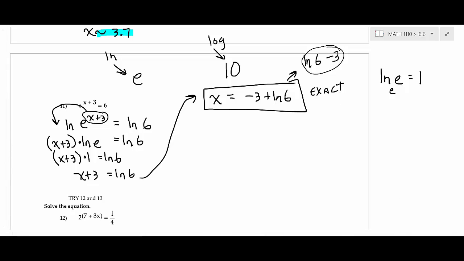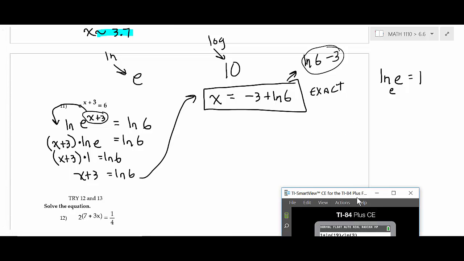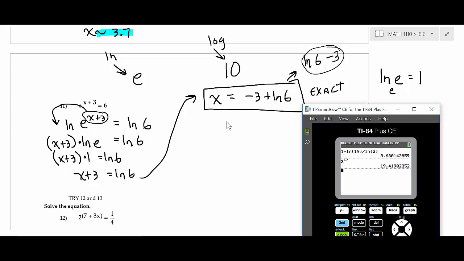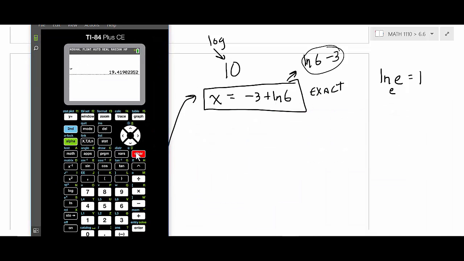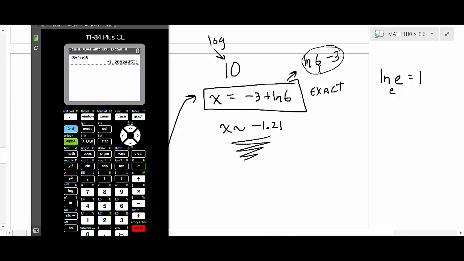Now, if we go through and get the approximate answer on the calculator, we just get our calculator out, and then we would do this. So we just go negative 3 plus ln of 6, and round it to like 2 decimals. So that would be x is approximately negative 1.21. That would be your approximate answer of that problem.